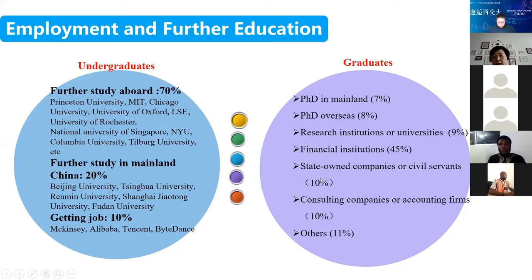And for our graduate program, about 15% of them go on to study for a PhD degree. Some of them go overseas and some of them stay in mainland China. And 9% of them go to research institutions or universities. Almost half of them, 45%, get a job in financial institutions. Only 10% go to state-owned companies or become civil servants. Some of them also work in consulting companies or accounting firms. And some, just over 10%, are doing freelance work.